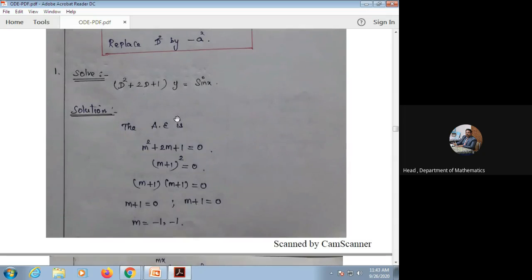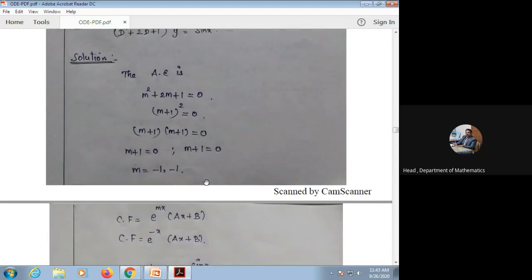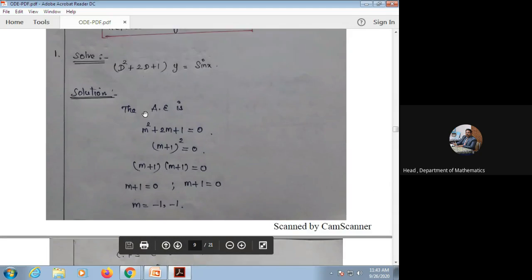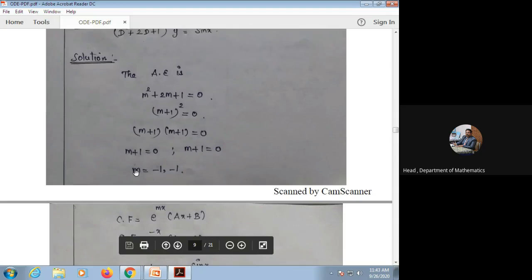Okay, first we have to find the complementary function. How to find the complementary function? First, you have to write the auxiliary equation, replacing d by m. Therefore, m squared plus 2m plus 1 equal to 0. Whenever we write the auxiliary equation, the right hand side value is always 0. Therefore, it is in the form of m plus 1 whole square, equal to 0. Therefore, m plus 1 into m plus 1 equal to 0. Therefore, the two roots are m equal to minus 1, minus 1. Therefore, the two roots are real and equal roots.